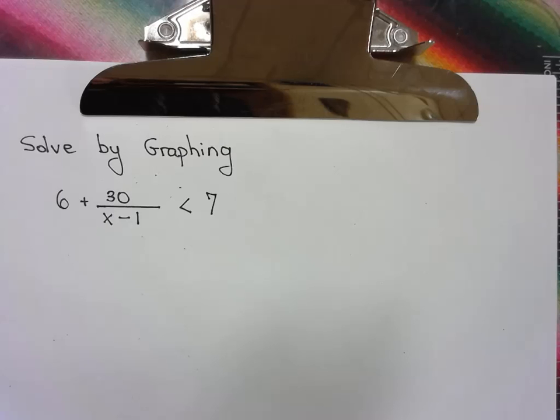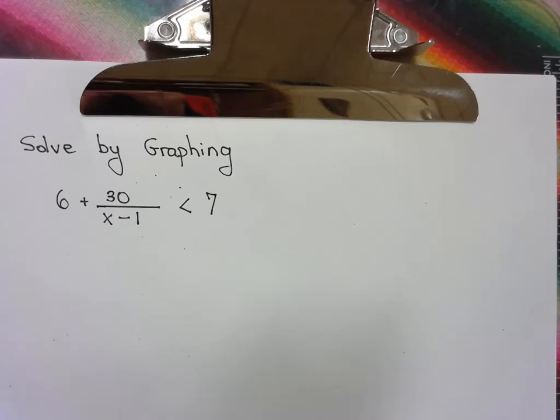So for this video, we're going to take a look at solving rational inequalities by graphing. So we have this inequality here, 6 plus 30 over x minus 1 is less than 7. So in the beginning, we want to take the same approach as if it was an equality, and we want to graph it. So we need to get everything on one side of the equal sign.